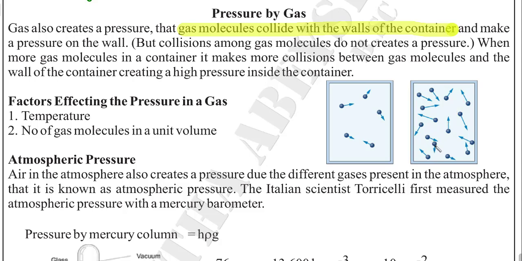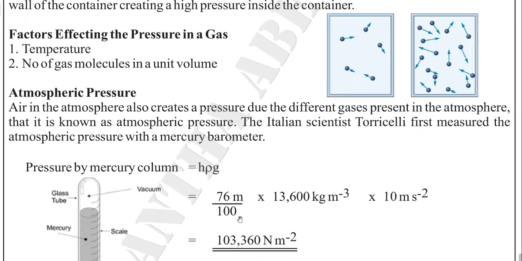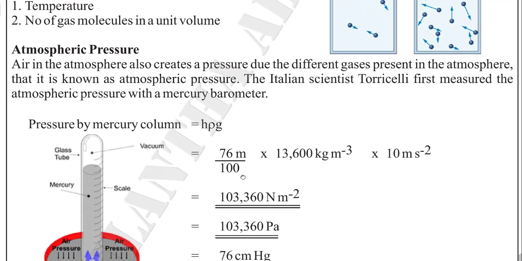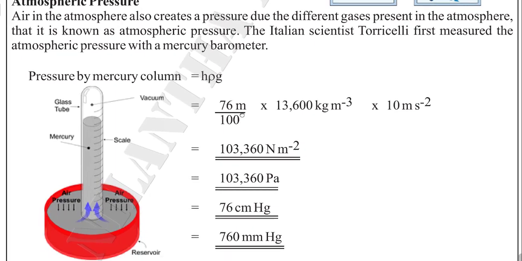In that case, pressure is high. And the number of gas molecules in the unit volume, that means the number of gas molecules there. The more gas molecules there are, the more collisions there are. Right? That gives the atmospheric pressure. It makes the pressure.